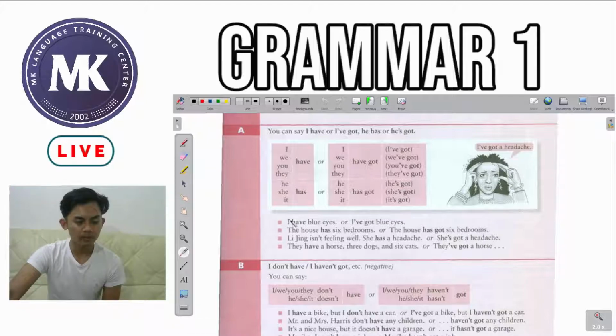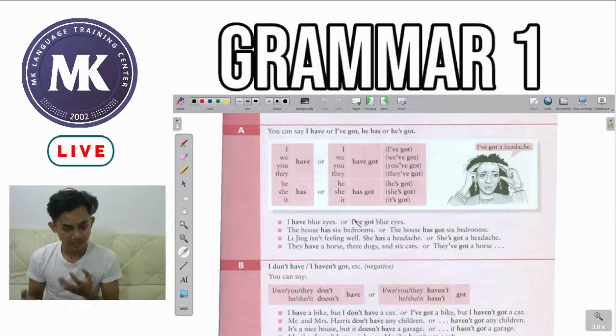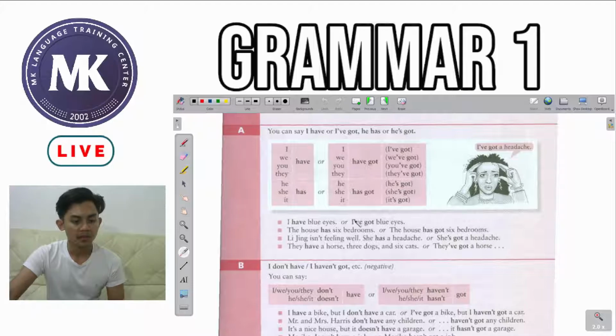So, the first example sentence is, I have blue eyes, or I've got blue eyes. These sentences have the same value in a sense, but the formality of how you say it is different. So, I have got blue eyes is more formal than, say, I have blue eyes. In this sentence, I have blue eyes, the got is understood to be here in between have and blue eyes.